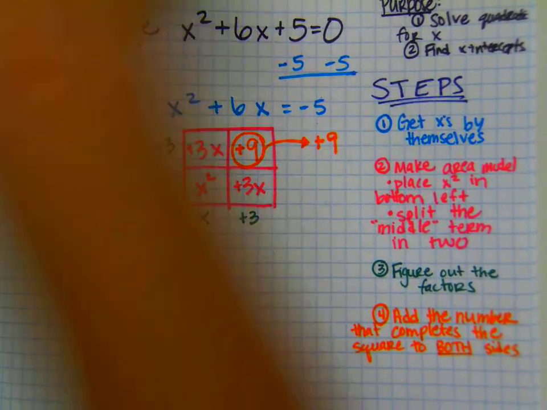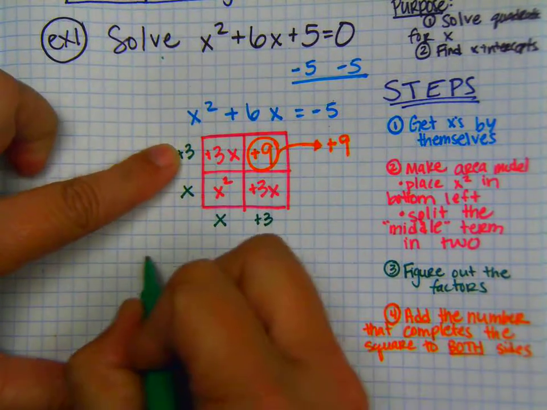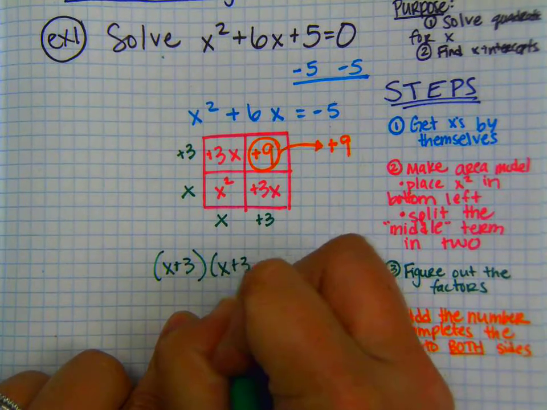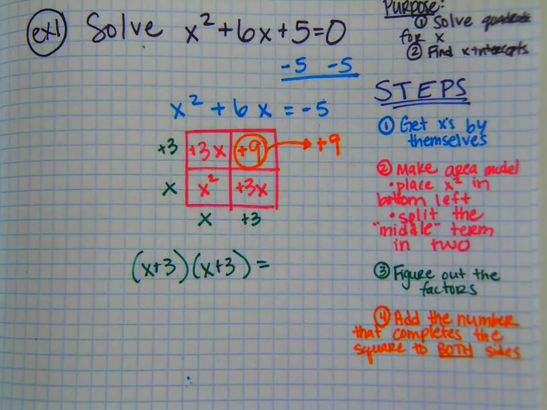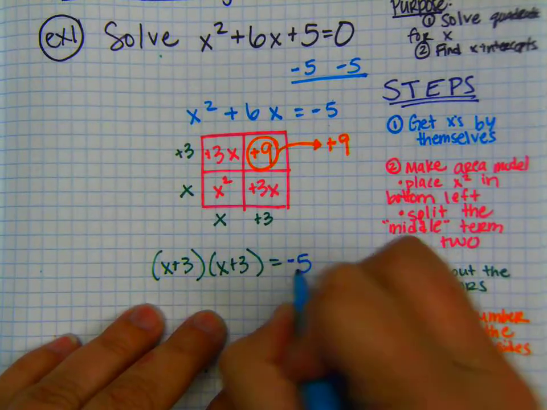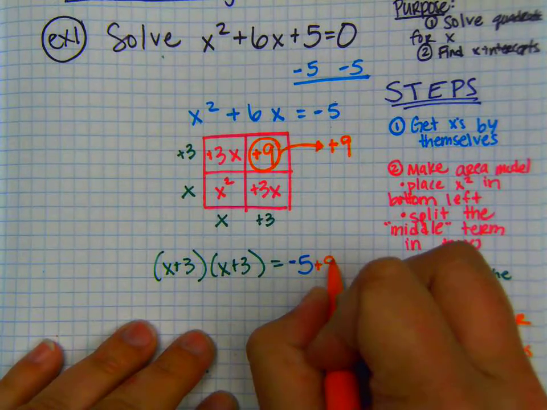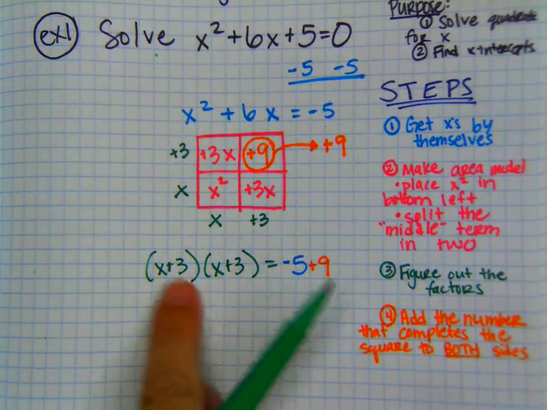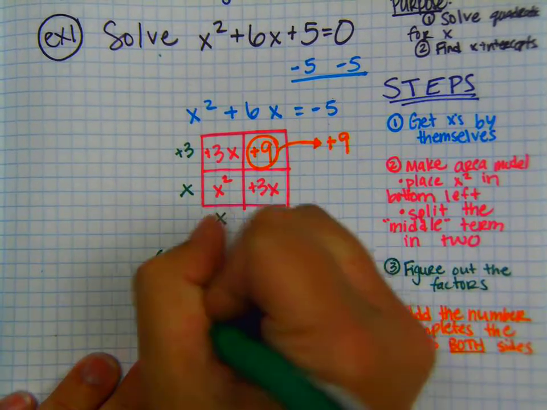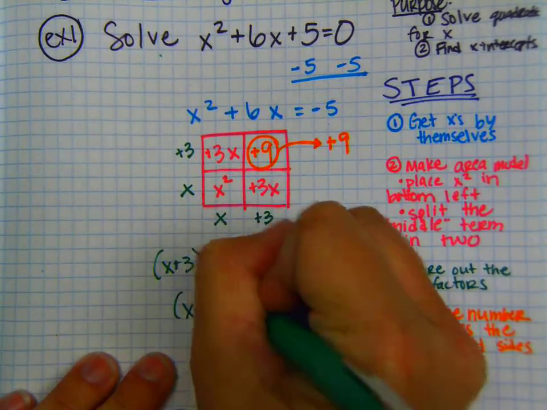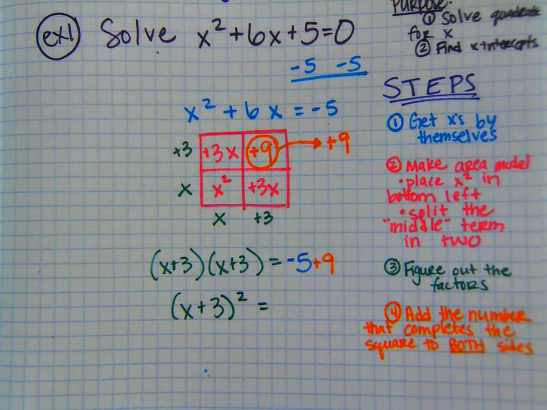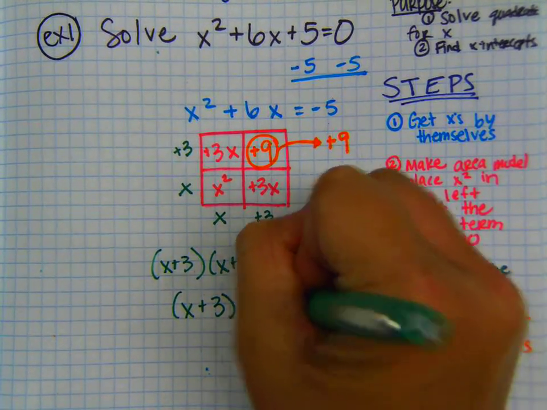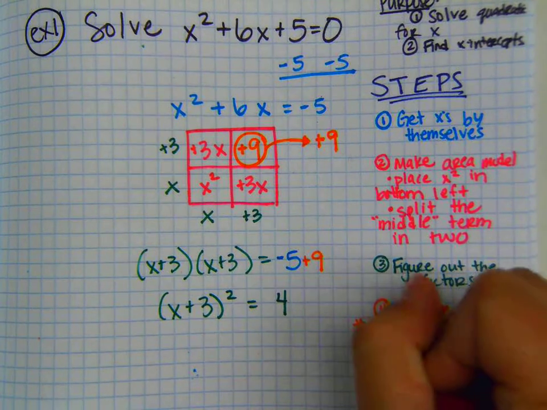So let's rewrite what we have. Well, our factors are, this one's x plus 3, this one's x plus 3, equals, and then over here I have a negative 5 plus 9. Okay? Well, what's another way I can write x plus 3 times x plus 3? I could write that as x plus 3 squared equals, and then I have negative 5 plus 9. Negative 5 plus 9 is 4. My last step is just to solve.